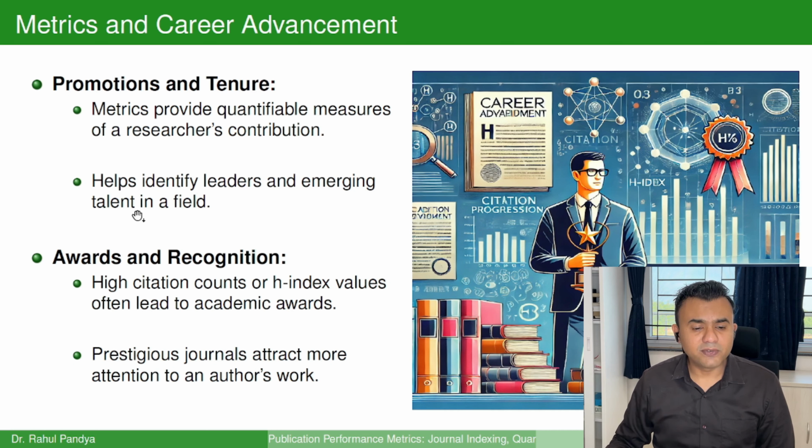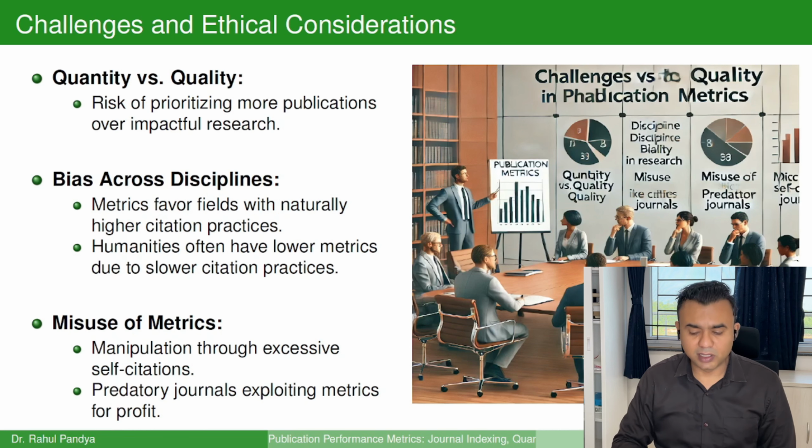It helps in identifying leaders and emerging trends in the field. That means a highly developing field will be identified using this performance metric also. Sometimes if you are applying for awards and recognitions, then in that case also high citation counts or h-index values are often used to allocate those kinds of academic awards. Furthermore, prestigious journals attract more attention to an author's work by portraying their impact factors, citation scores, or citation counts, and many more other things. So this is how the performance metric will be used.